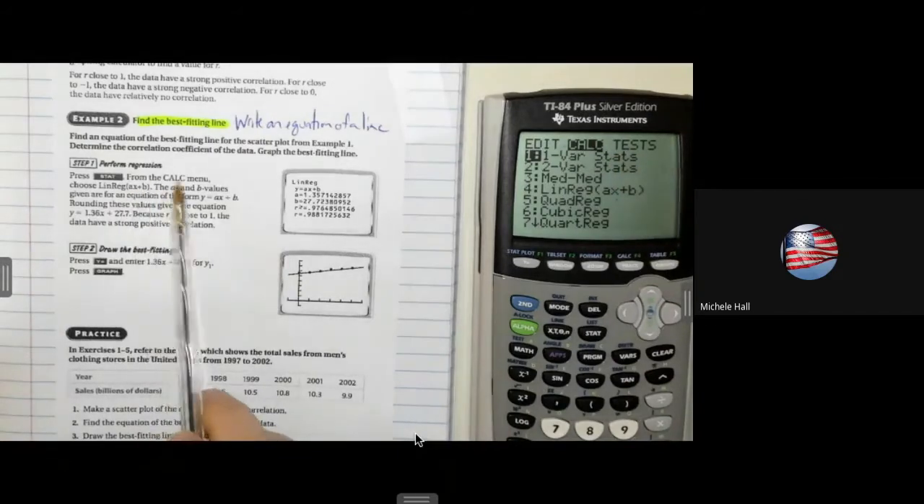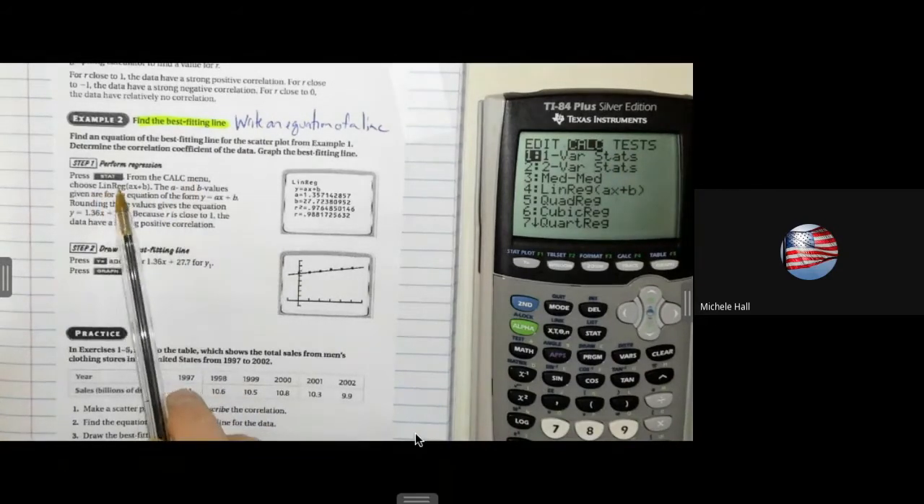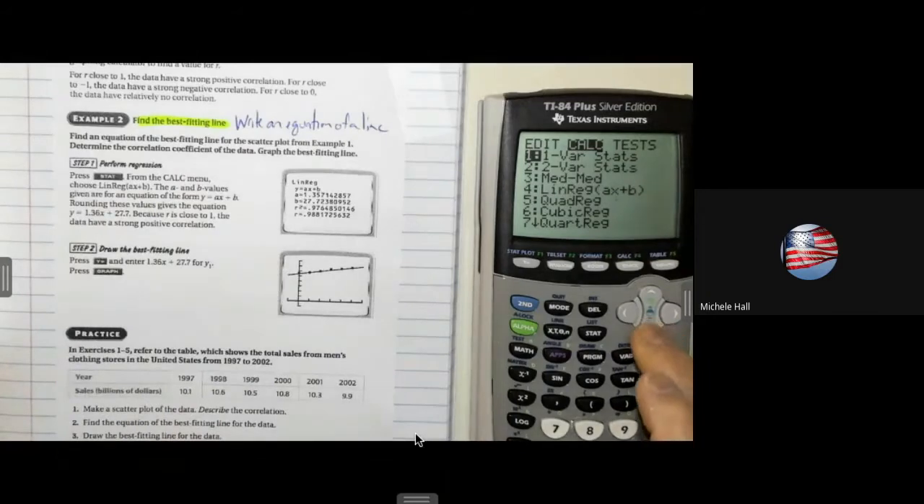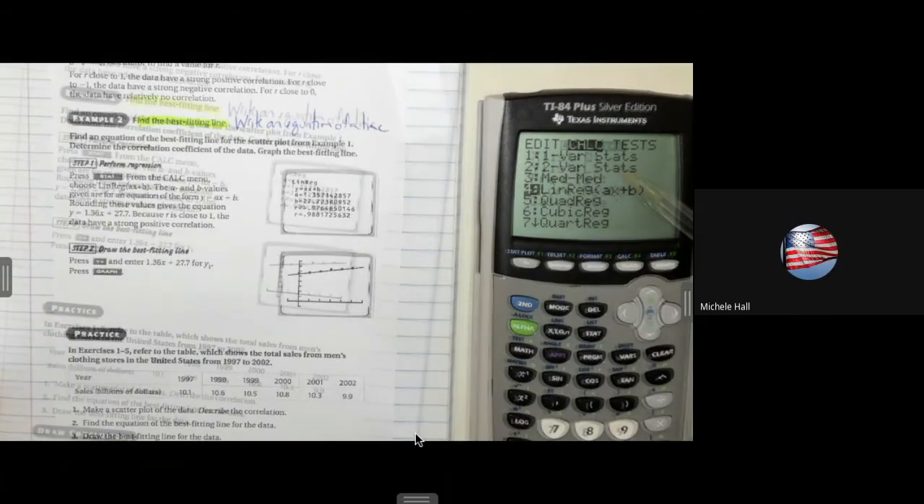It says, from the calc menu, choose line reg ax plus b. Look to see where line regression ax plus b is. Use your arrow keys. Line, oh, there it is, number 4. That says linear regression. How about mx plus b? Does that sound familiar? Right, that's a line. Here they're using a instead of the m. So a is your slope, b is your y-intercept. All right, we're going to hit enter.